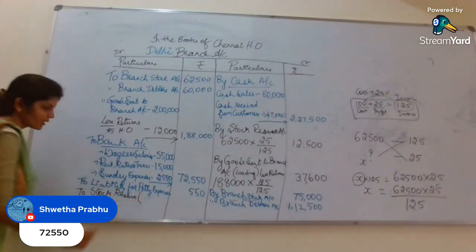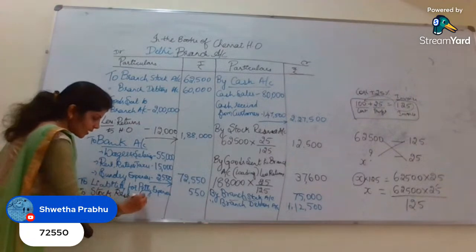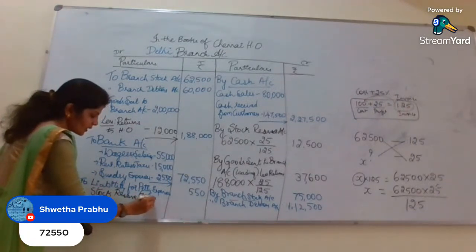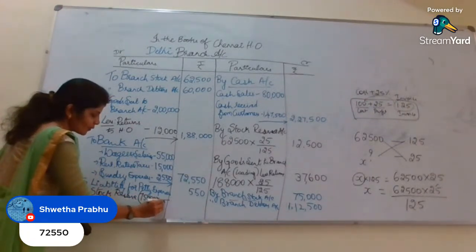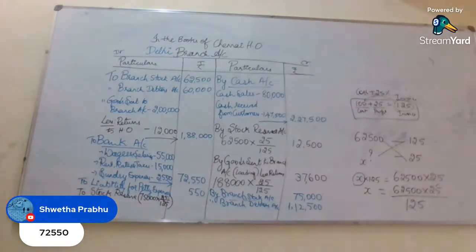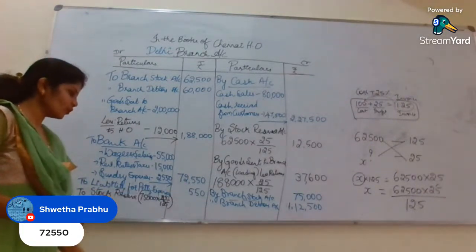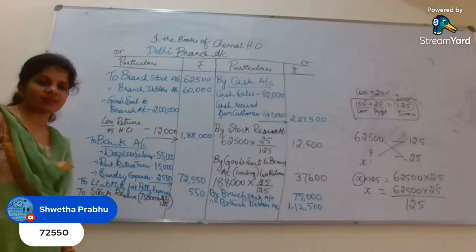To stock reserve. What is the amount of branch stock? Branch stock is 75,000, and this 75,000 is for 125%. Then we have to convert this for 25%. Now tell me what is the amount? 75,000 into 25 divided by 125.